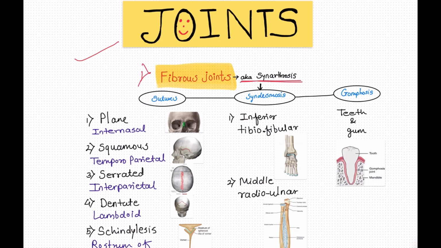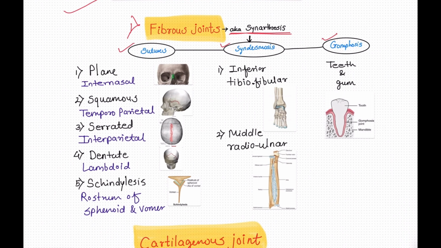In this type, we can again classify these fibrous joints into three types. One is sutures and then syndesmosis and gomphosis. Remember, sutures are the fibrous joints. Okay. Then in sutures, there is no movement. Okay. Sutures don't provide any movement. There are types of sutures. The first one will be plain sutures.